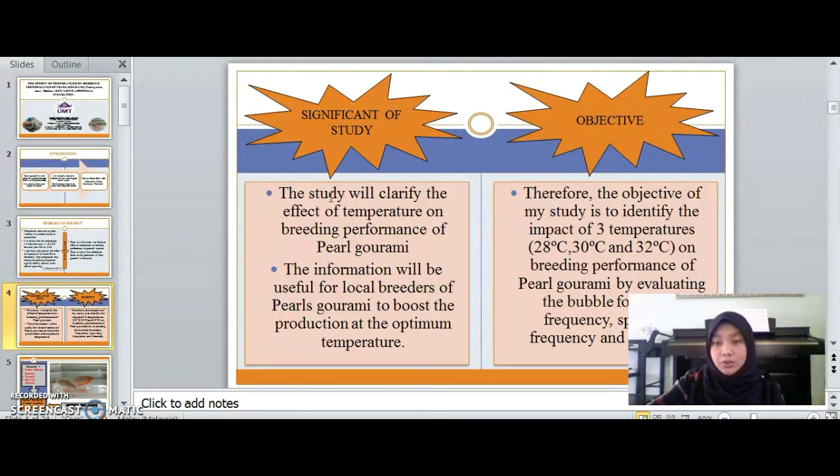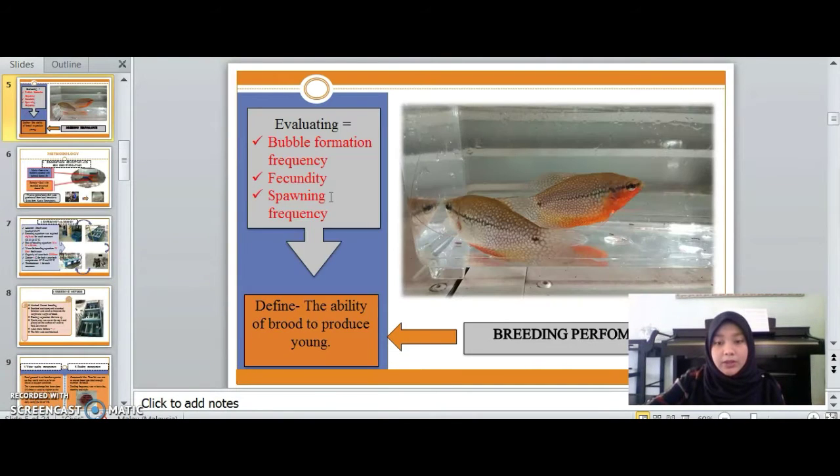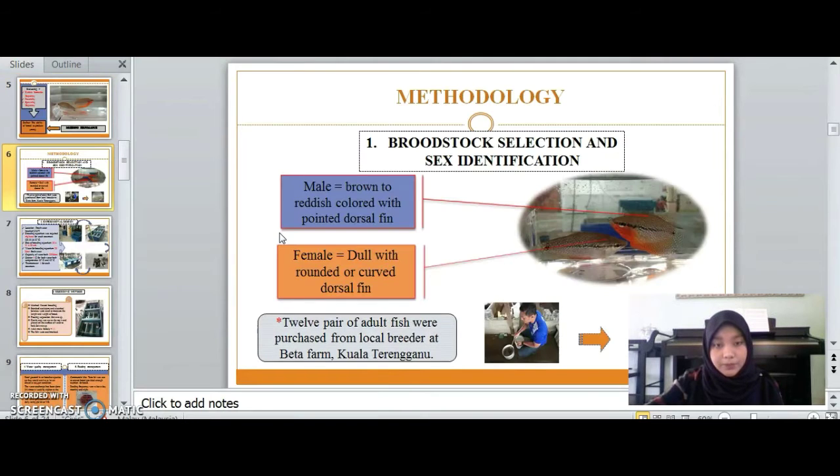The objective is to study and identify the impact of three temperatures, 28, 30 and 32 degrees Celsius, on breeding performance of pearl gourami by evaluating the bubble formation frequency, spawning frequency, and fecundity. Breeding performance defines the ability of the brood to produce young, evaluated by bubble formation, fecundity and spawning frequency.